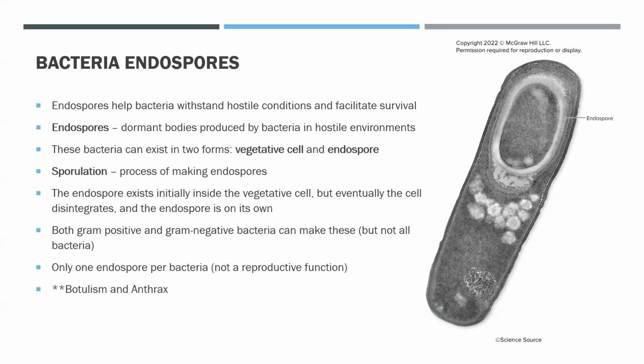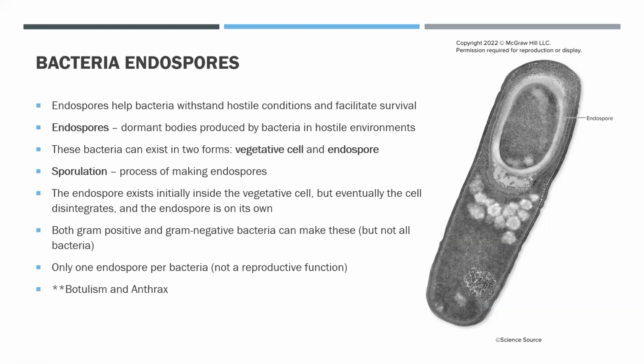Some bacteria also form endospores. Endospores are made on an as-needed basis. So bacteria can, if the environment becomes hostile, form endospores to help facilitate their survival. Endospores, shown here in the picture, are kind of this small circular body in the end of the cell, dormant bodies produced by the bacteria in hostile environments.